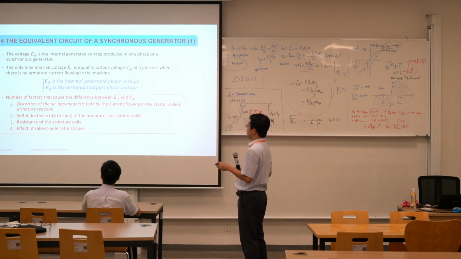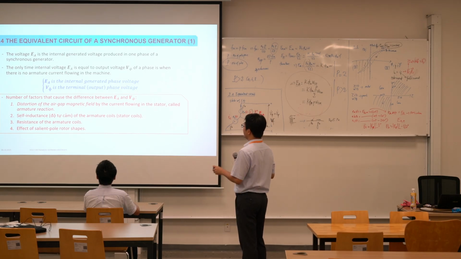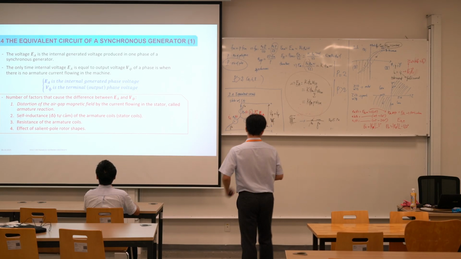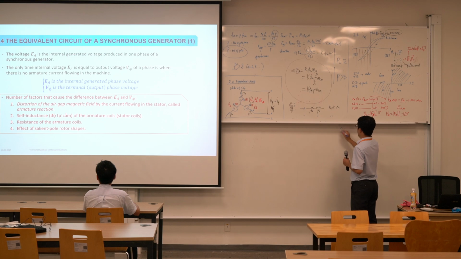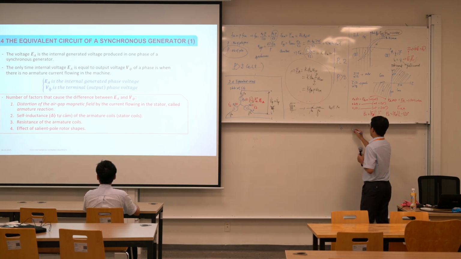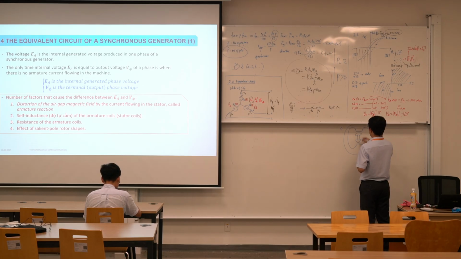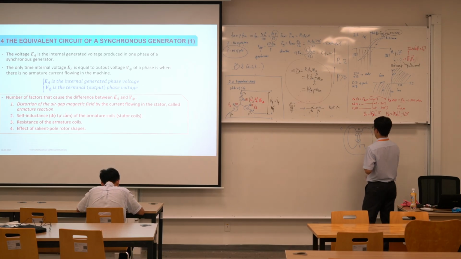distortion of the air gap magnetic field. Why the difference here? Number one, distortion. So here we have the stator. Yes, maybe it's not beautiful, but I think that's okay. This is the rotor. Okay.